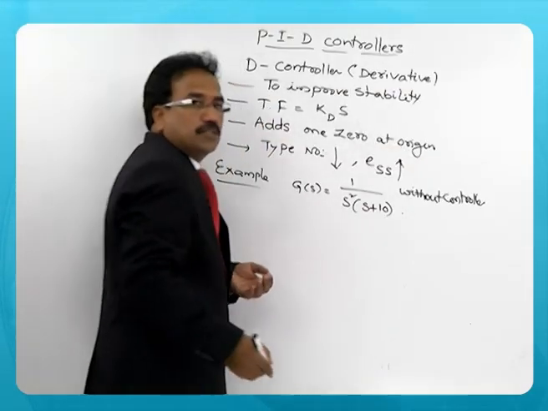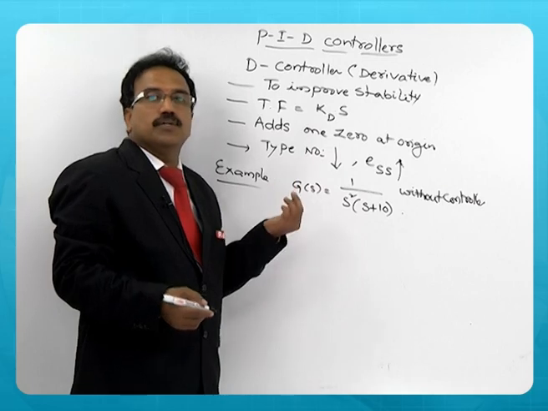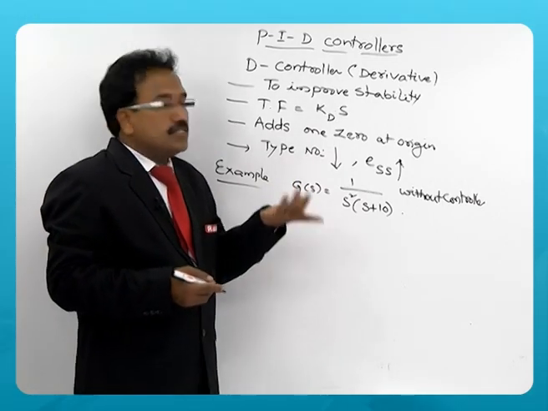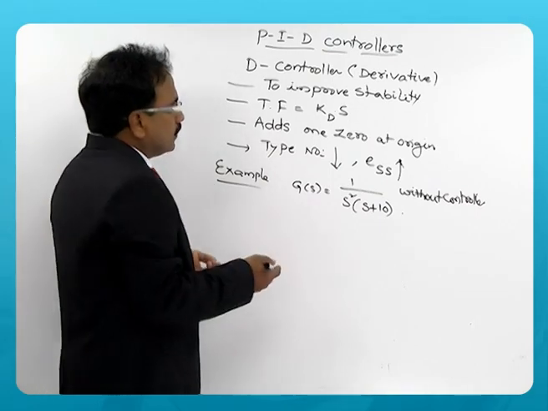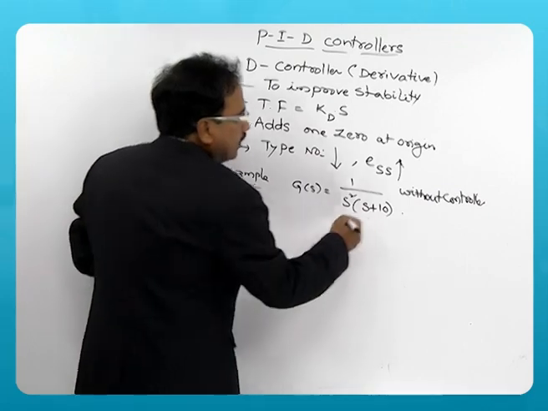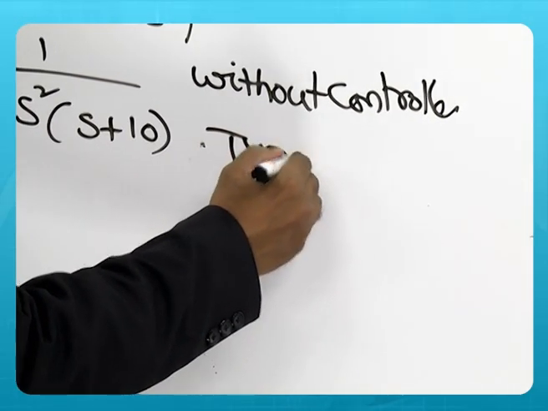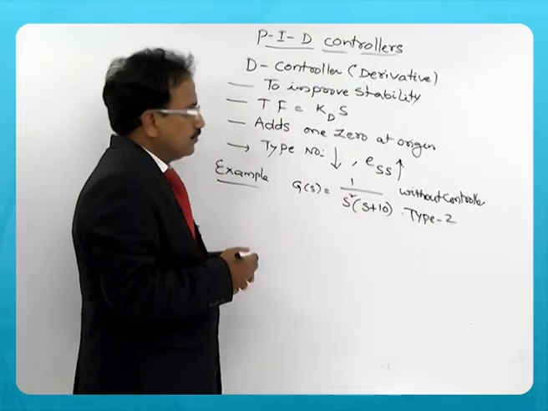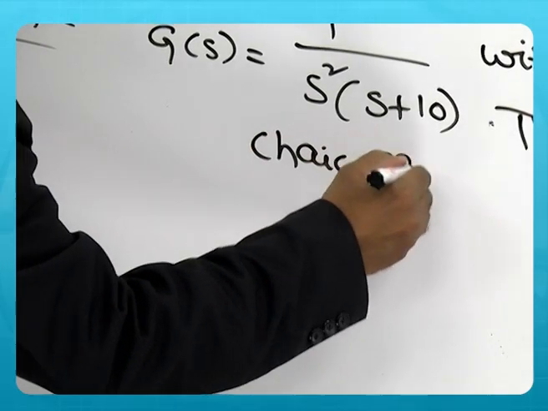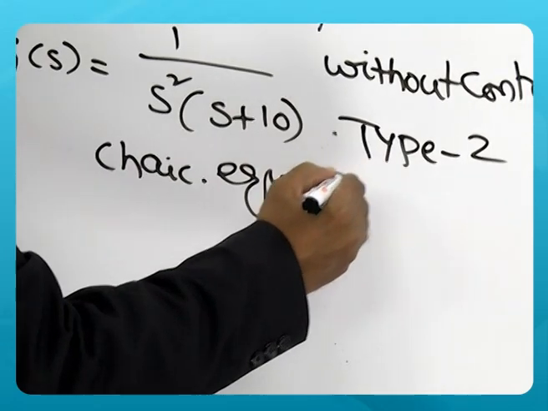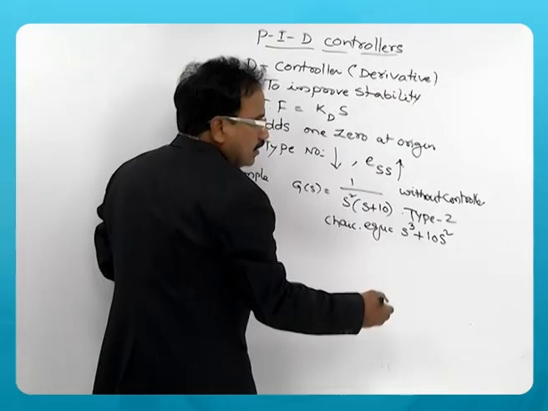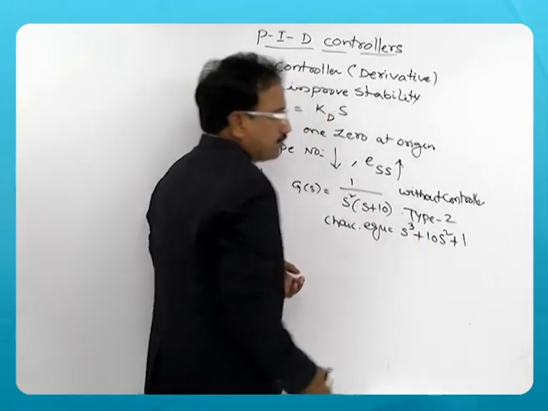I am trying to explain that addition of this controller will affect stability and steady state error. How? Without controller, the function is this, and the type number of this system is 2, and the characteristic equation of the system is s cube plus 10s square plus 1.